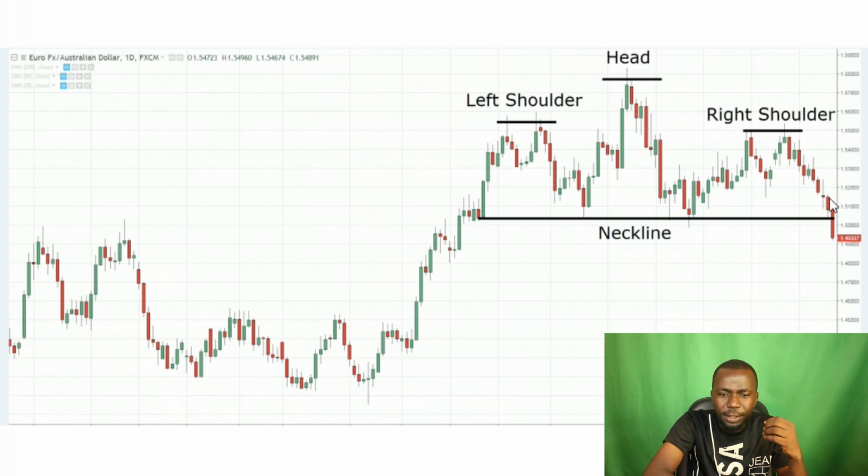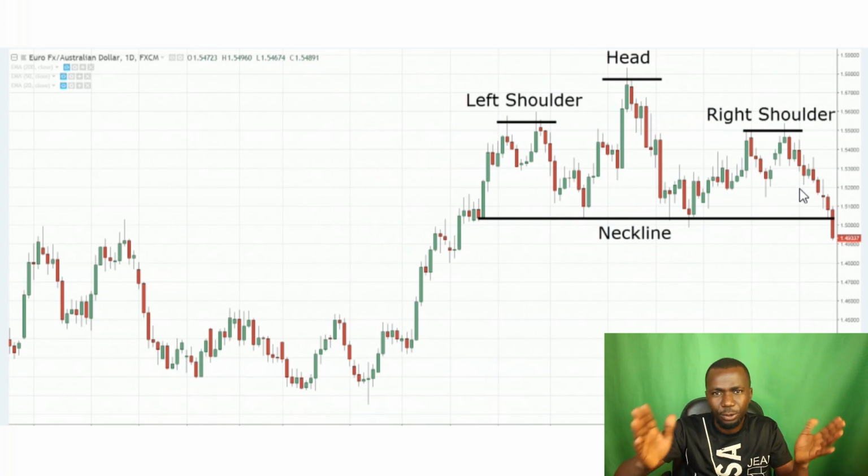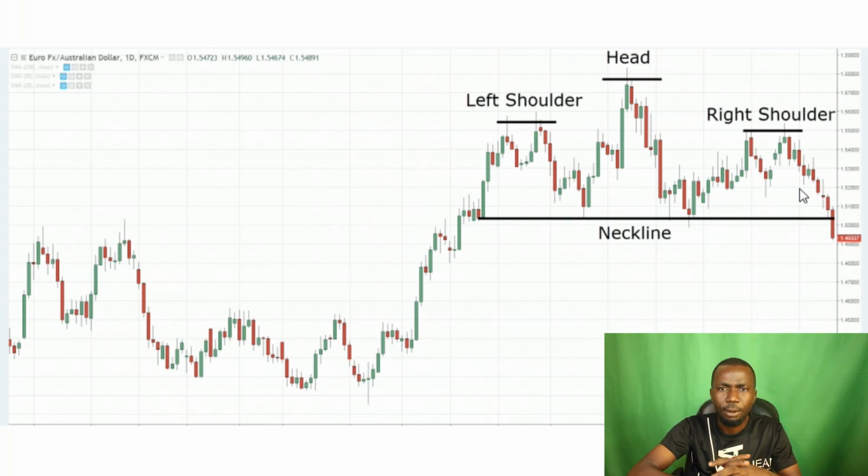So what they do is that once the price breaks below the neckline, they will exercise patience and wait for the price to come back again to test the neckline. Once the price comes back to test the neckline, that is when they will place their sell trade, and their stop loss will be above the neckline. Then they will target their take profit at a 1:3 risk reward ratio, or 1:4 risk reward ratio. And that is how you trade the head and shoulder pattern. This is one of the simplest chart patterns that you can trade, right?